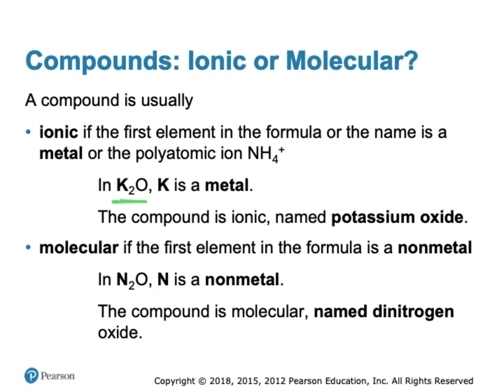If a compound is molecular, the first element in the formula is a nonmetal. So here we have N2O. Nitrogen, N, is a nonmetal. The compound is molecular. It's named dinitrogen oxide. So remember, in our ionic compounds, we do not use prefixes. But in the molecular compounds, we do have to include the prefix when we have a subscript.